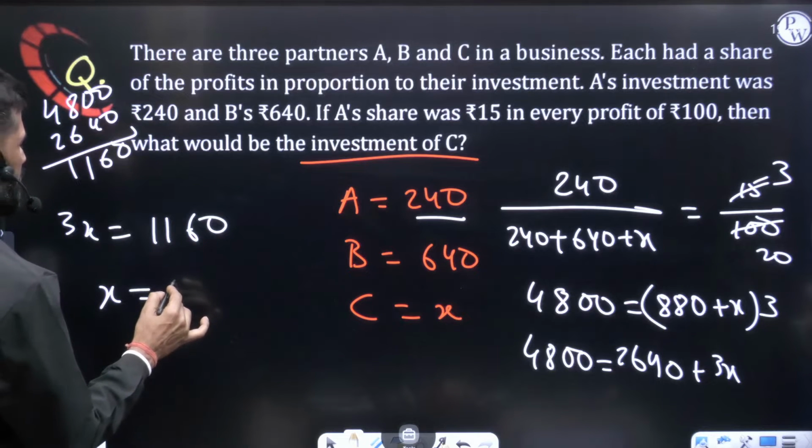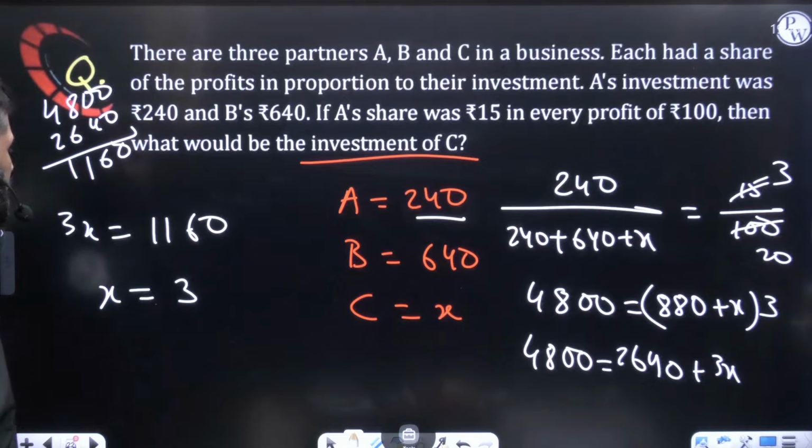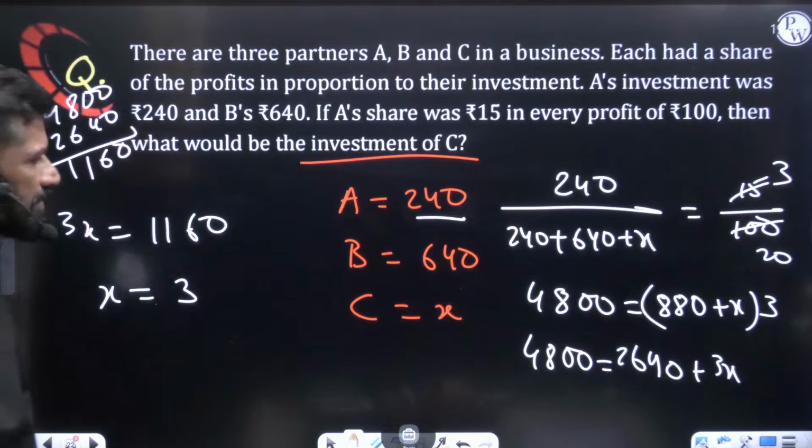Divide by 3, 3 3s are 9, 1 10, 11, 2 26. How much is it coming? How is it coming? Pi 3. Once again let me check it out.